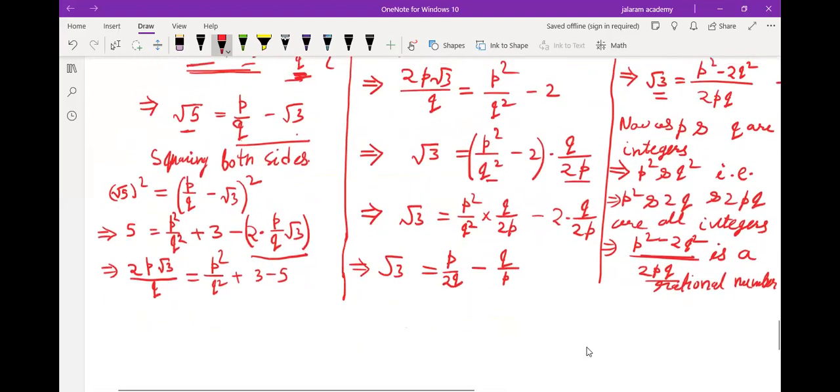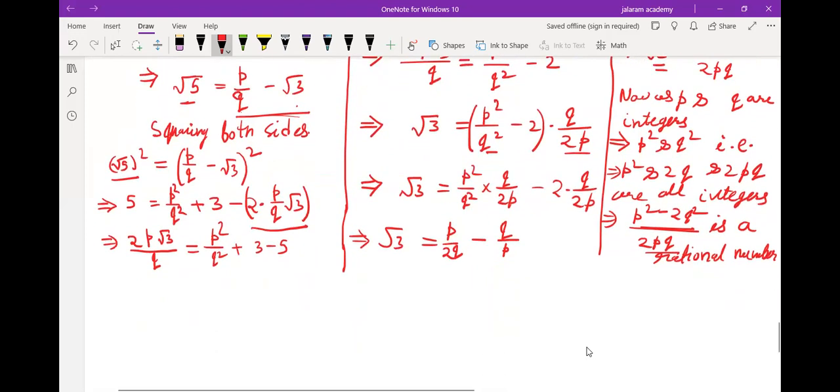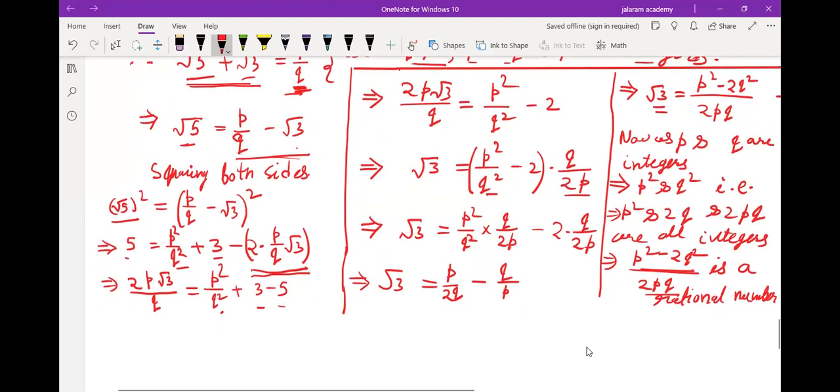So squaring both sides, we get root 5 whole square equals p by q minus root 3 whole square, that is 5 equals a minus b whole square, a square plus b square minus 2ab. So p by q whole square, that is p square by q square, plus root 3 whole square, that is 3, minus 2 into p by q into root 3, that is 2p root 3 by q. This term must be written alone, equals p square by q square plus 3. And this 5 is transferred to the right hand side, minus 5. So it becomes 2p root 3 by q equals p square by q square minus 2.